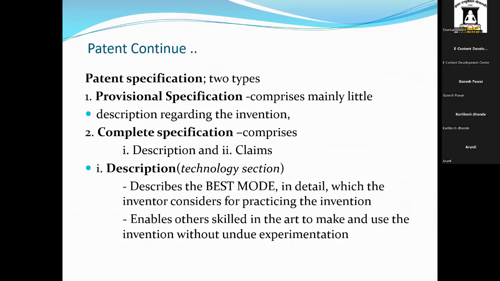Description means the technological section where you describe in detail the best mode which the inventor considers for practicing the invention, which technology I am using, which software I am creating. So it enables others skilled in the art to make and use the invention without undue experimentation. So this is readily available to users if they tie up with you and get permission from you to use this patent.